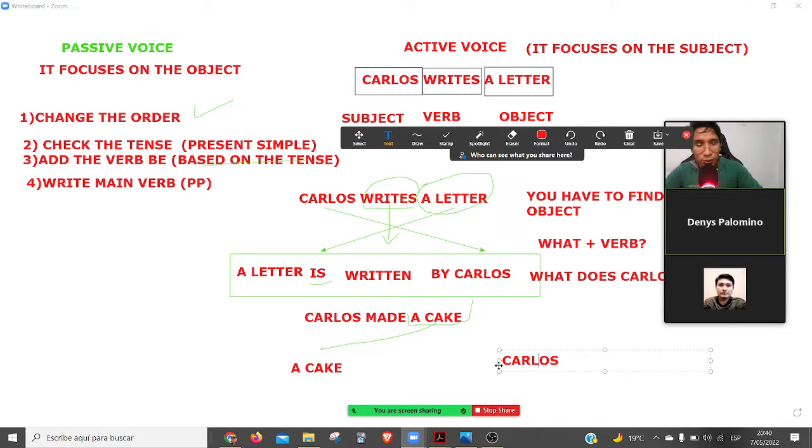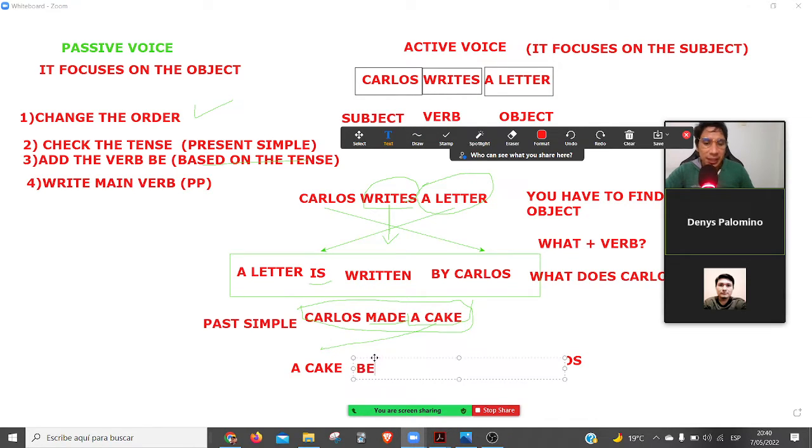By Carlos. Now, the tense. What tense is that? Carlos made a cake. What tense is that? Present simple. Made a cake. Past simple. Pretty good. Past simple.